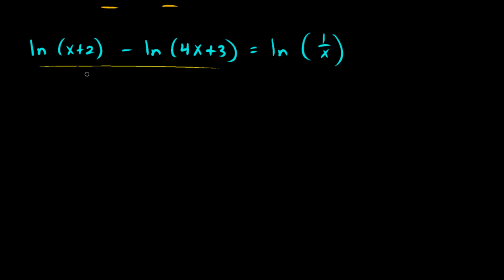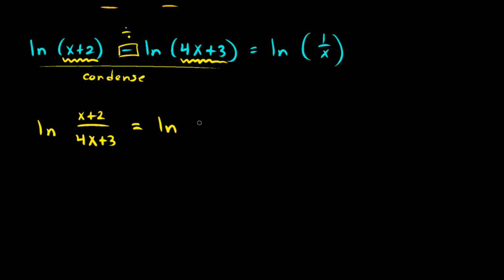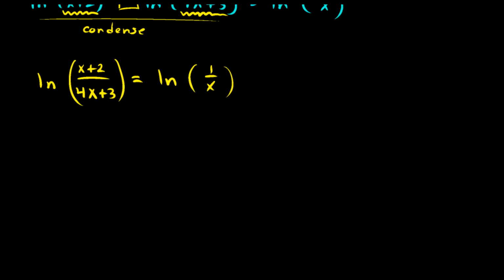The left side here, what we can do is condense that side. And this negative sign indicates division. And what am I going to be dividing? This n value by that n value. So I'm going to write it as a single logarithm of x plus 2 over 4x plus 3, and I'm going to set that equal to ln of 1 over x. So we're condensing that left-hand side.